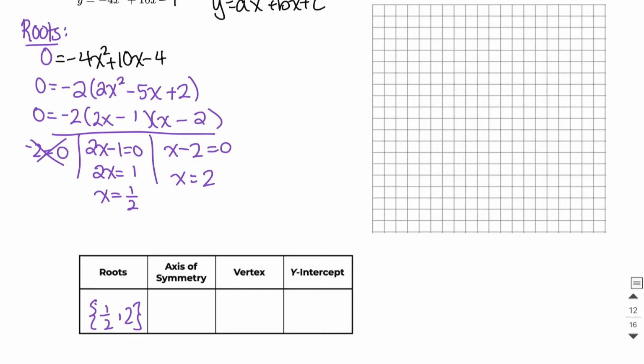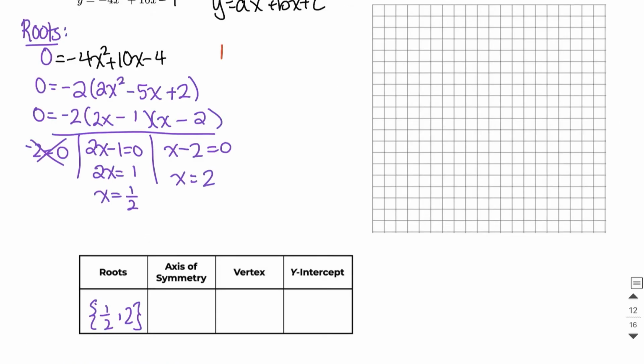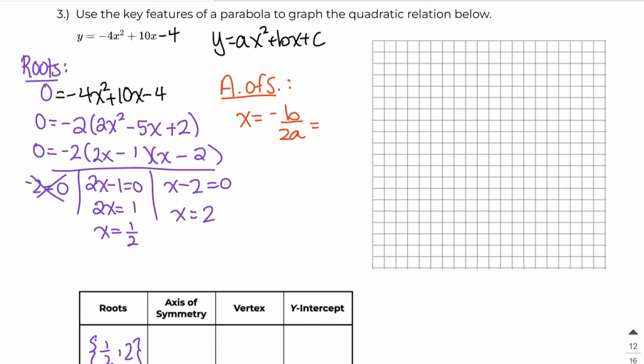So now that we know the roots, we have 2 options. We can either average the roots, or we could use this formula right here, which will be useful, which is to just do x equals negative b over 2a. So let's go ahead and write that down. So here we've got axis of symmetry, and the formula for the axis of symmetry is x equals negative b over 2a. And right here, I'm going to use this original equation because I want to find the axis of symmetry of this.